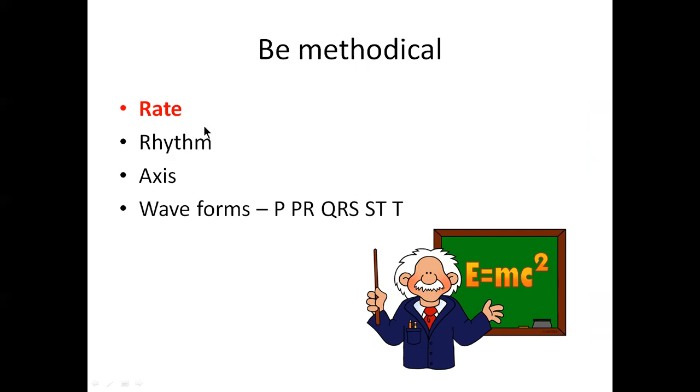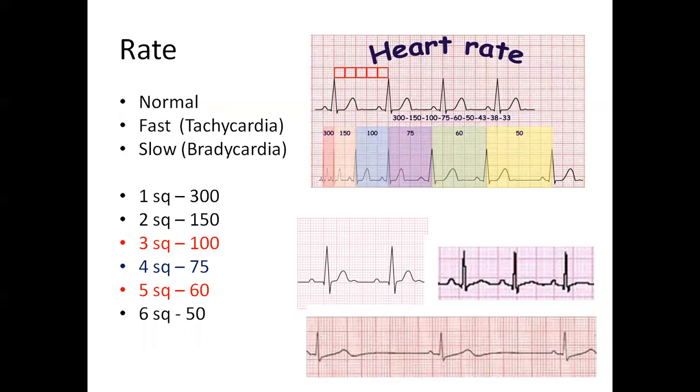So the first thing you check is the rate. There are many methods of checking the rate, and this is the easiest, and this is the one that I follow. So you find a nice QRS complex, and then you find the one next to that. After that, you start counting the number of squares.